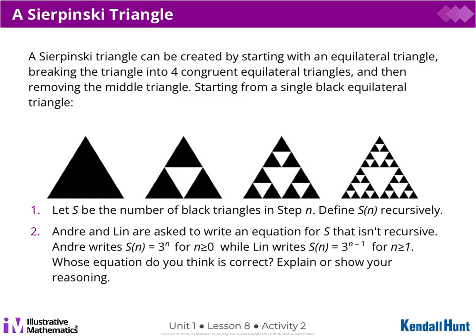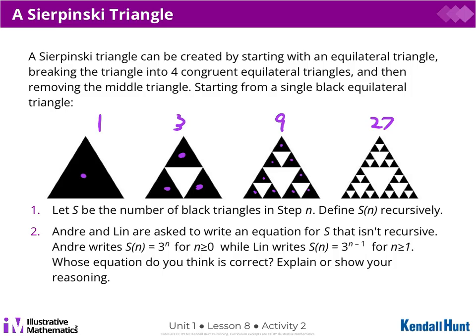Okay, we saw this before in lesson 2 or 3 with the Sierpinski triangles. So count the number of black triangles. We got 1, then we go to 1, 2, 3, then we go to 1, 2, 3, 4, 5, 6, 7, 8, 9. 1, 3, 9, 27. Okay, so let S be the number of black triangles in step N. Define S of N recursively.